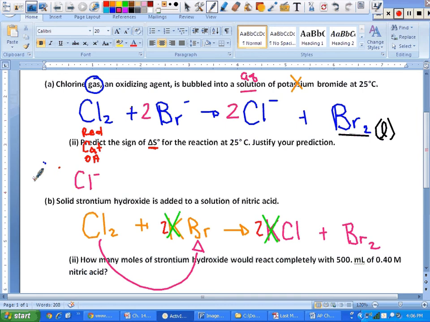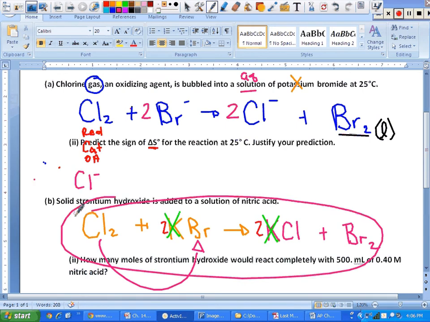Sir? If you wrote this, they'd laugh at you and give you a 0 and move on. They may give you a 1 for balancing it right. But they're going to laugh at you. They're going to say, he didn't learn anything in AP chemistry. Yeah, we're going to go there.